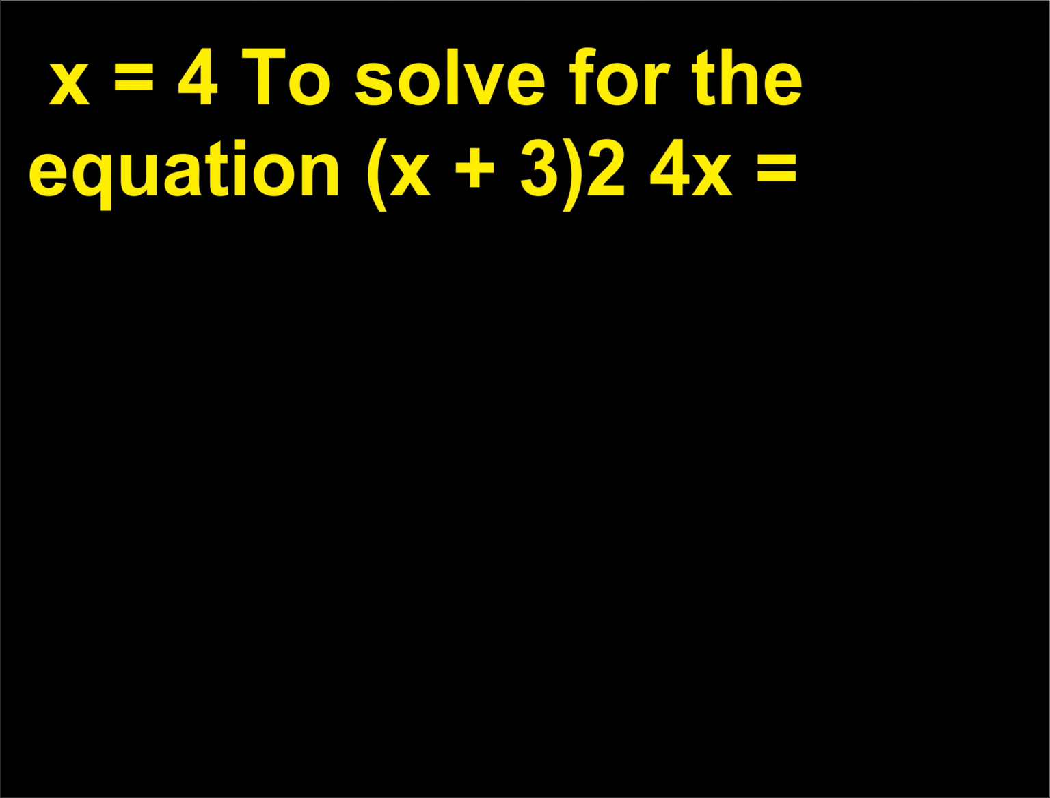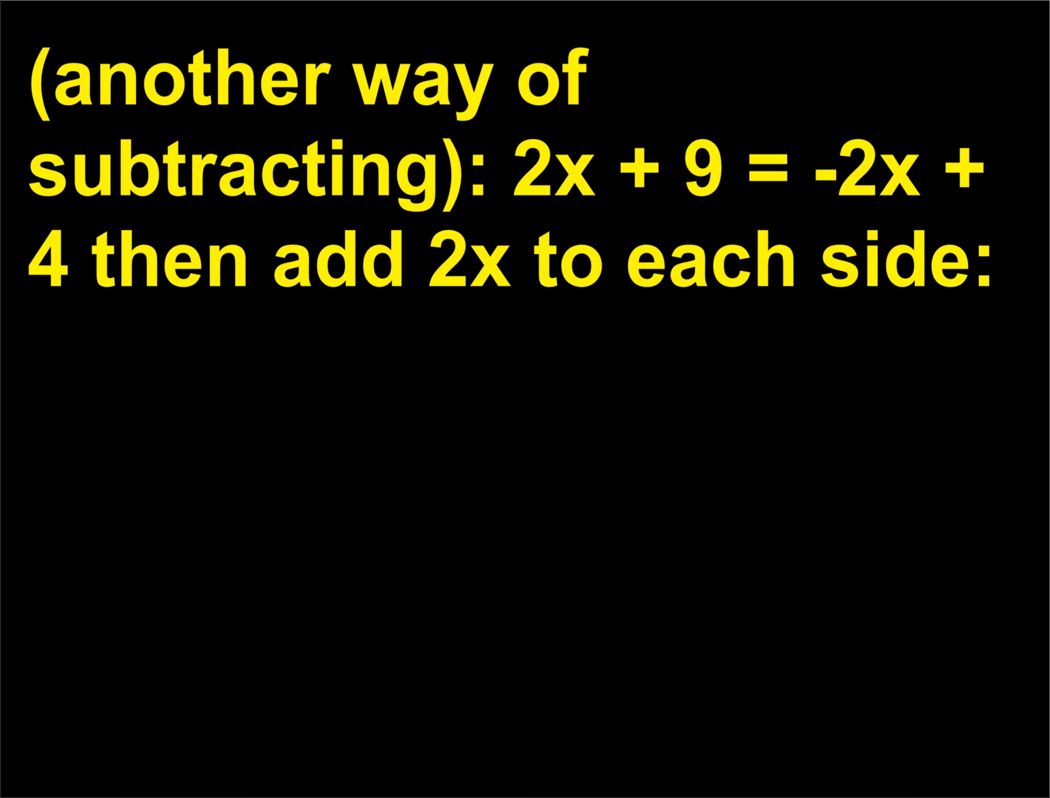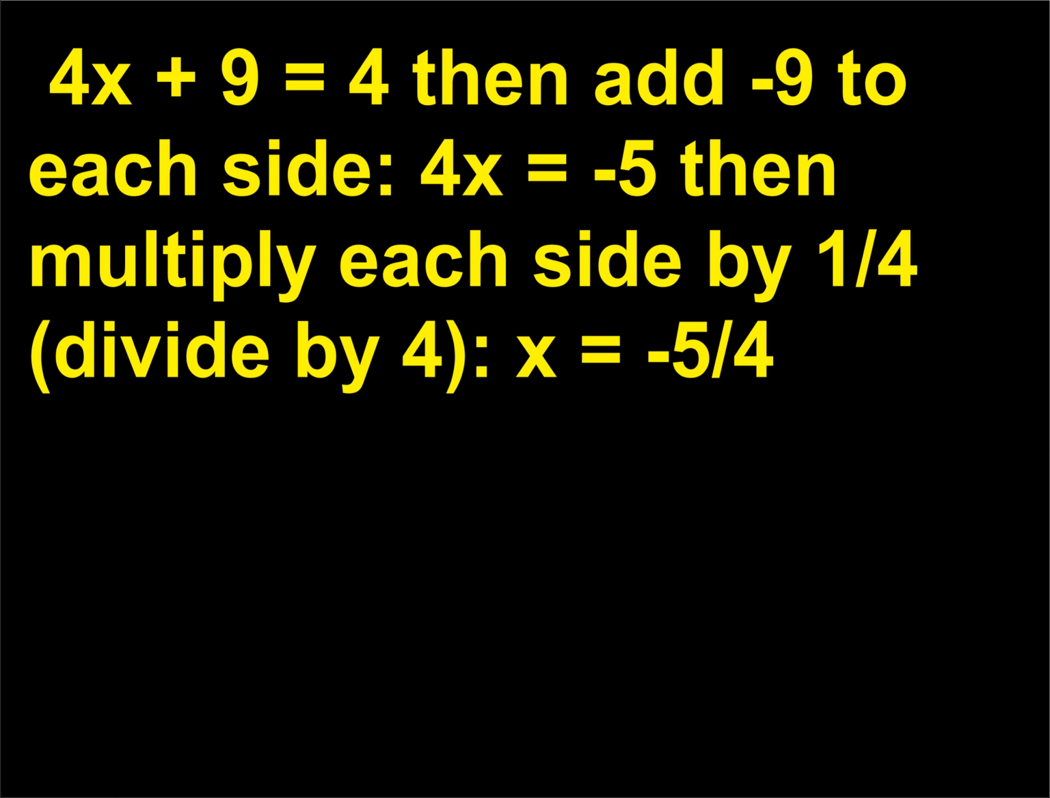To solve the equation (x+3)^2 - 4x = x(x-2) + 3... expand each side by first doing the operations within the parentheses, x^2 + 6x + 9 - 4x = x^2 - 2x + 4, then subtract x^2 from each side. Another way of saying this: 2x + 9 = -2x + 4, then add 2x to each side. 4x + 9 = 4, then add minus 9 to each side, 4x = -5, then divide each side by 4, x = -5/4.